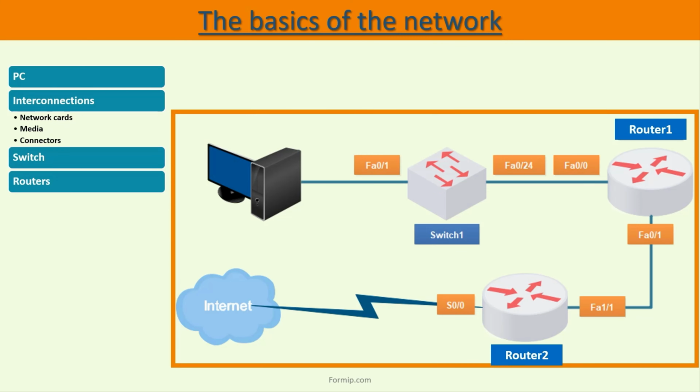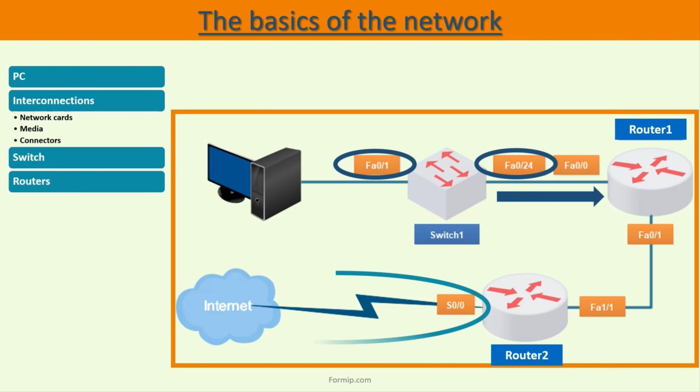On this network diagram, we see a computer connected to a switch. On the top of the diagram, you see the FA0/1 notation, which means that the computer is connected to the Fast Ethernet 0/1 interface on the side of the switch. The 0 is the controller's number, and the 1 is the port number. Our switch is connected to a router using its Fast Ethernet 0/24. And the bottom router has an internet connection using a serial interface.